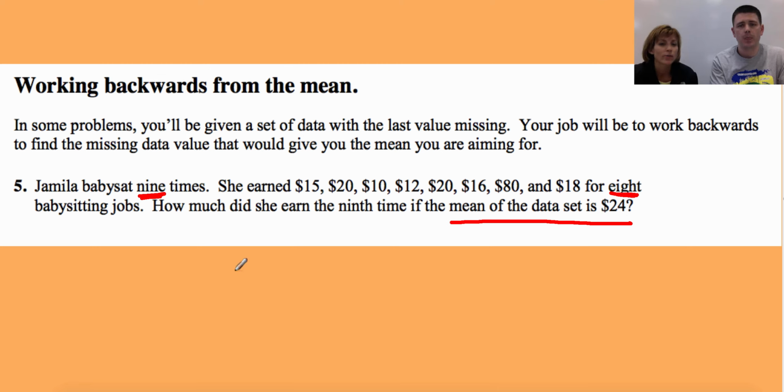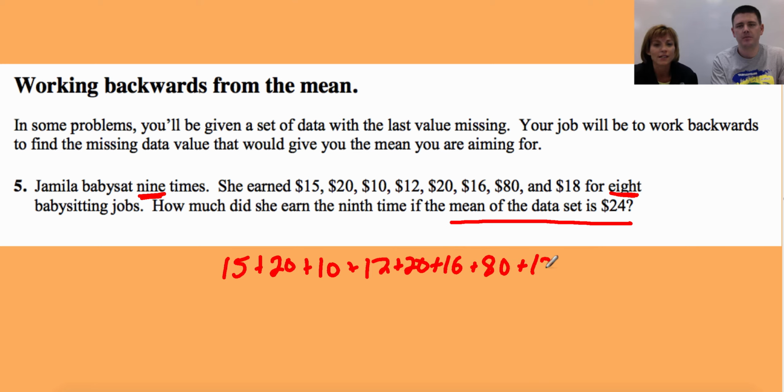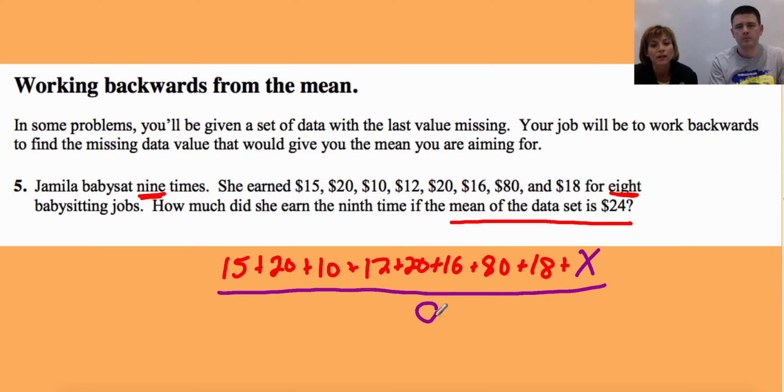All right, we're going to show our work and set up what we know first. So we're going to write down 15 plus 20 plus 10 plus 12 plus 20 plus 16 plus 80 plus 18. And then we don't know that 9th time, how much she earned, so we're going to label that X, standing for the unknown amount of money she earned the 9th time she babysat. Now, because she has 9 data pieces, we need to put 9 underneath our fraction bar. And we're going to set it equal to that last part of the question, or 24.